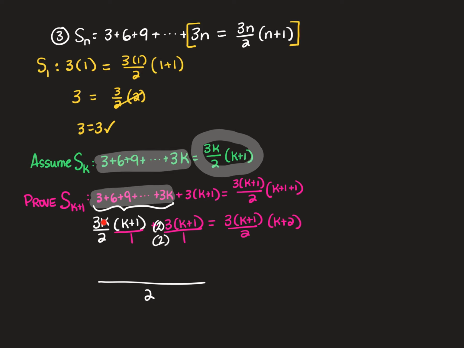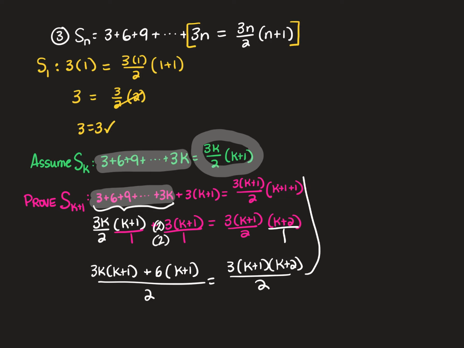I take this first numerator, 3k times k plus 1. I'm just going to write it, 3k times k plus 1, plus, and then here I've got 2 times 3, which is 6, times k plus 1. So now I have to show, and I'm going to do the same thing over here, right? I'm going to put everything as one big fraction. So I've got 3 times k plus 1 times k plus 2 all over 2. Okay, so the next step here, let's go ahead and move up here, is to start simplifying.